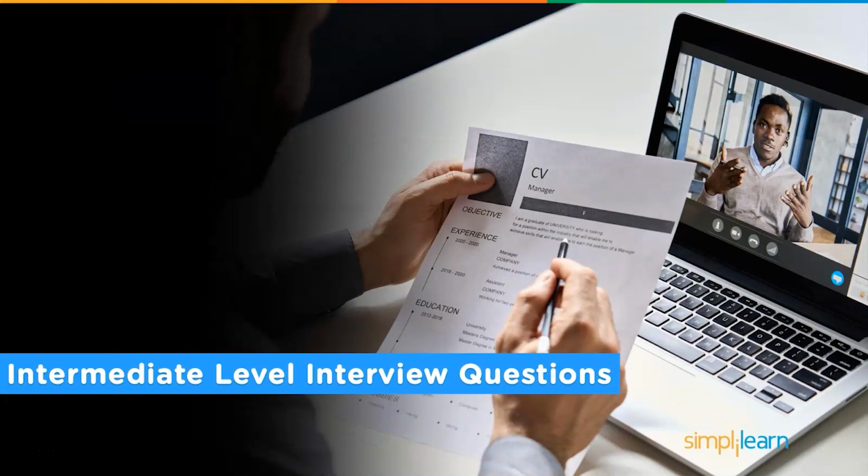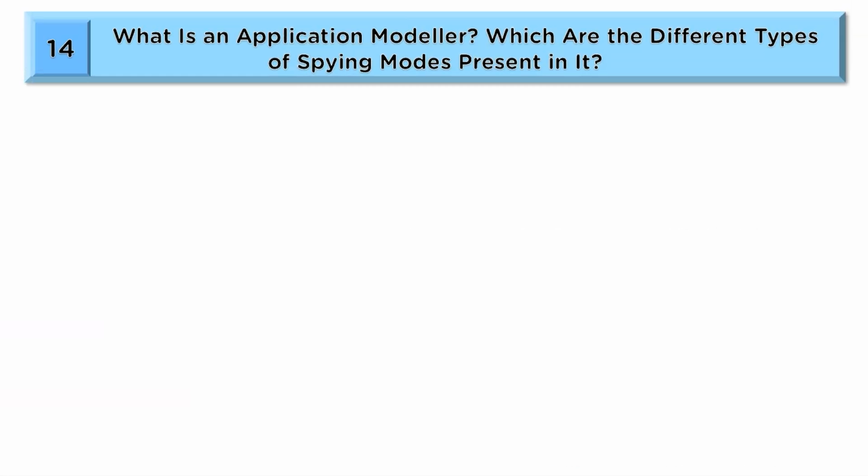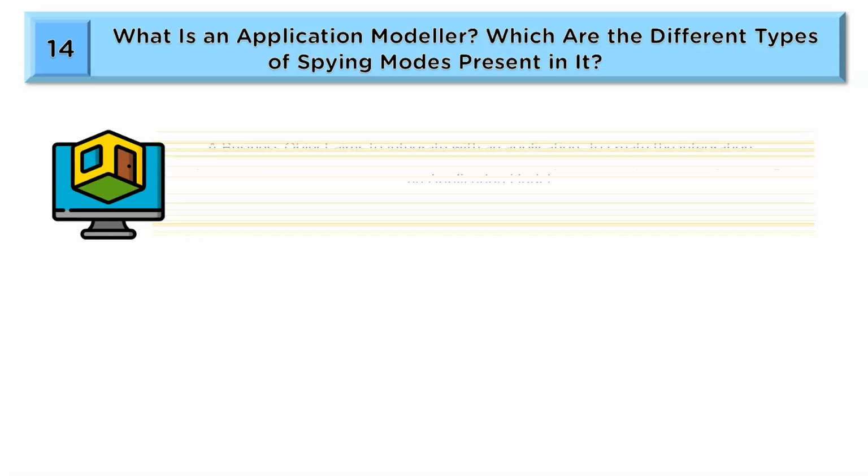Now let us look at the intermediate level interview questions. What is an application modeler? Which are the different types of spying modes present in it?